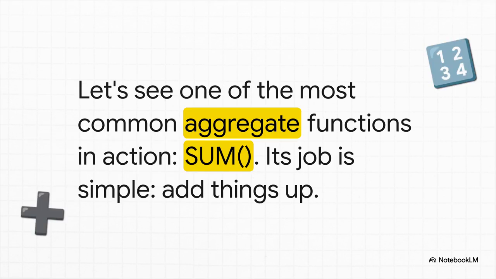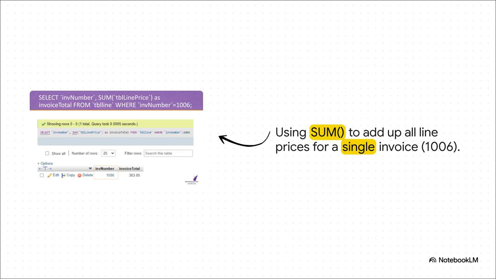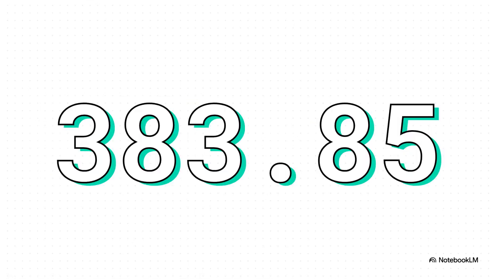To really see what I mean, let's grab one of the most common functions of all time, SUM. Its job is super simple. It just adds things up. Now check out how simple this query is. We've got multiple lines here for invoice number 1006. Now instead of us having to pull every single one of those lines and add them up ourselves, we just wrap that TBL line price column in the SUM function. And boom, this is what makes these tools so awesome. The database does all the heavy lifting for you, collapsing all those individual values down into one single, clean total. It's simple, it's efficient, and you get your answer right away.